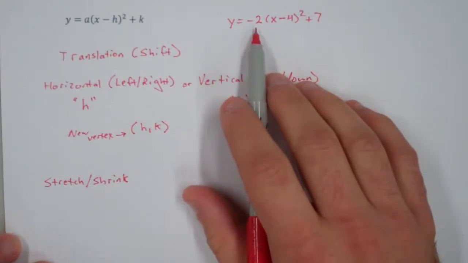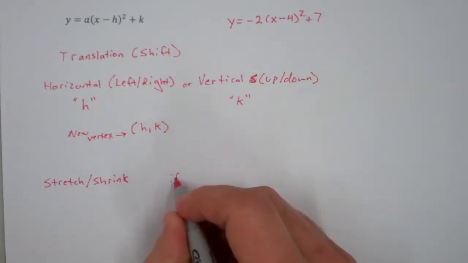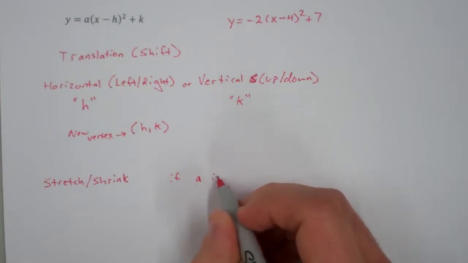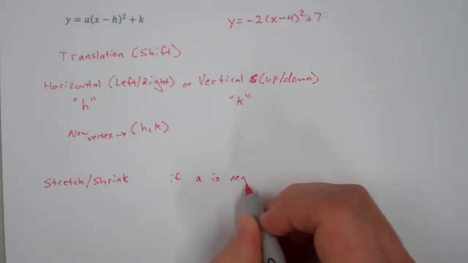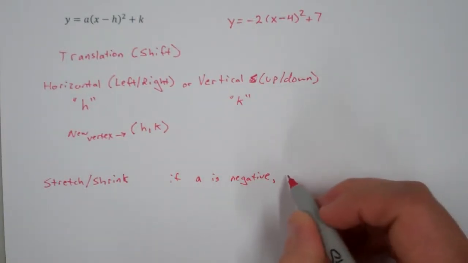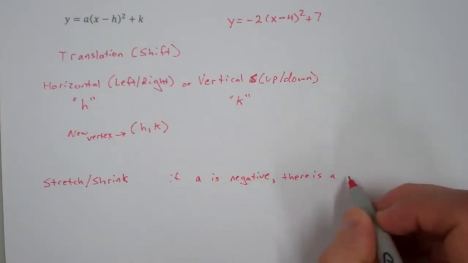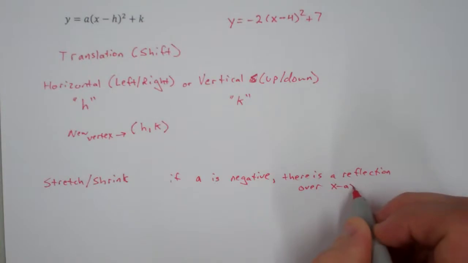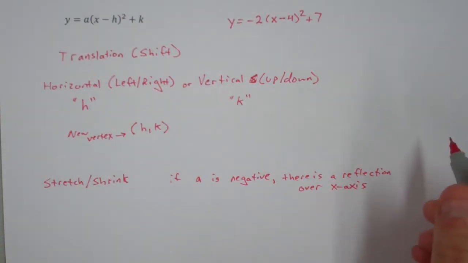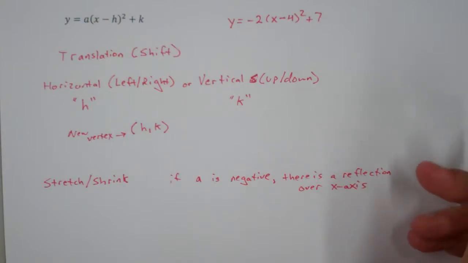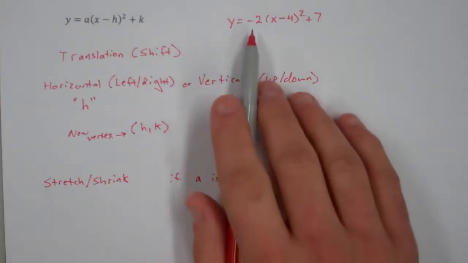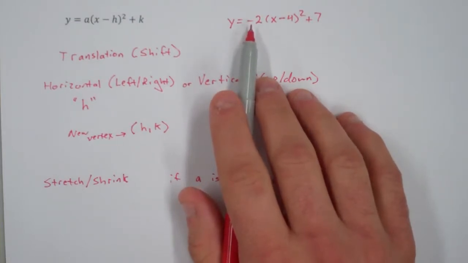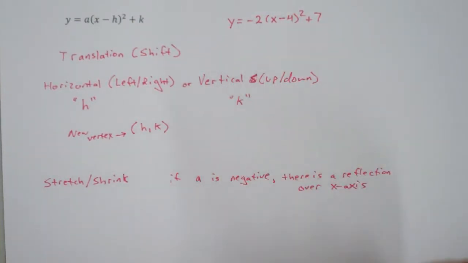Let's take a look at this value of a. If a is negative, there is a reflection. And it's going to be over the x-axis in this case. Same thing we talked about before. Hopefully you've talked about sine and cosine graphs. And if you have, it's really the same thing that happened there. So if a is negative, there's a reflection. Instead of opening up, this parabola will open down or be reflected.